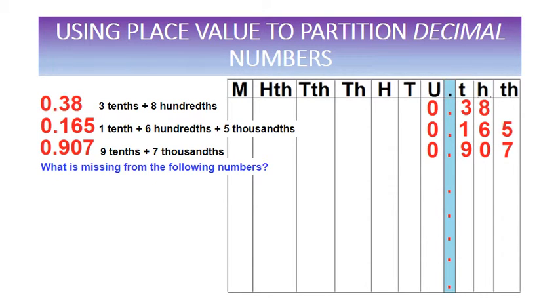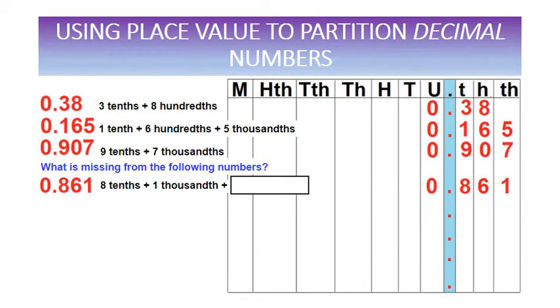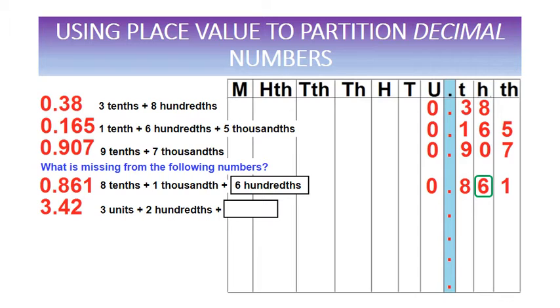We might also be asked to use partitioning to find out what is missing from numbers. So for example, 0.861 is made up of 8 tenths and 1 thousandth and what else? So if we put it on the place value scale, we can see that the missing digit here is 6 hundredths. This one, 3.42 is made up of 3 units, 2 hundredths and what else? So we put it on the place value scale, we can see that the missing digit is 4 tenths.